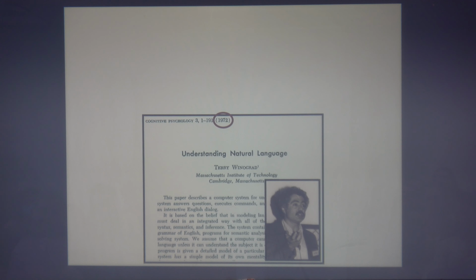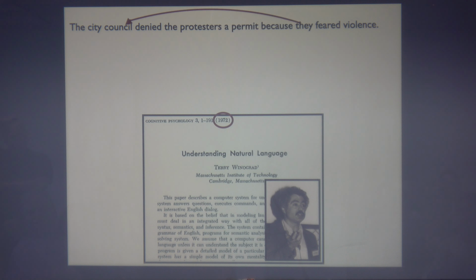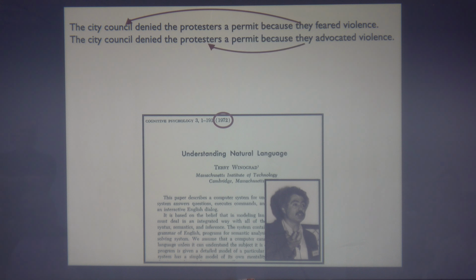The name comes from a 1972 paper in cognitive psychology. It is technically an entire issue. Honestly, I've never read it. It's really, really long, but it's supposedly very, very good. In particular, one of the things that people have been interested in were some examples that he came up with. Like, the city council denied the protesters a permit because they feared violence. And here it seems like the people fearing violence are the city council. The city council denied the protesters a permit because they advocated violence. Seems like it's the protesters who advocated violence.